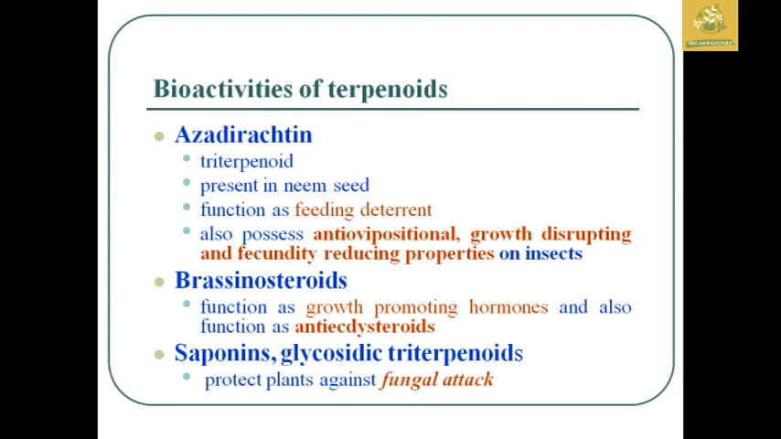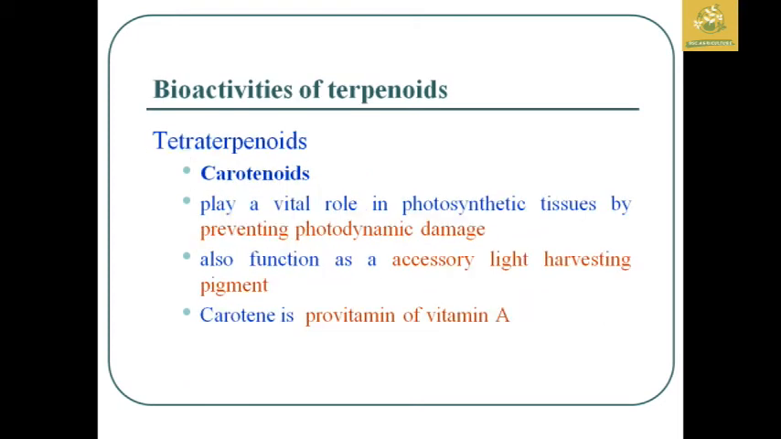So other bioactivities of terpenoids include those of brassinosteroids as well as glycosidic triterpenoids. They have antiviral and ovipositional deterrent functions on insects, they are used as growth promoting hormones, and saponins are used to protect plants from fungal attack. So the terpenoids also act as carotenoids, which play a vital role in photosynthetic tissue by preventing photodynamic changes, where the carotenoid is a provitamin of vitamin A, which is mainly found in carrots.